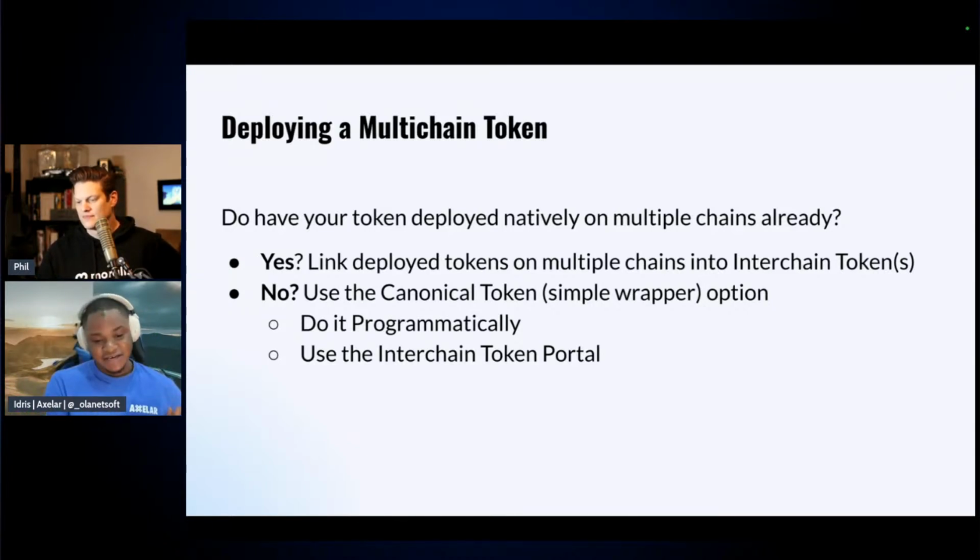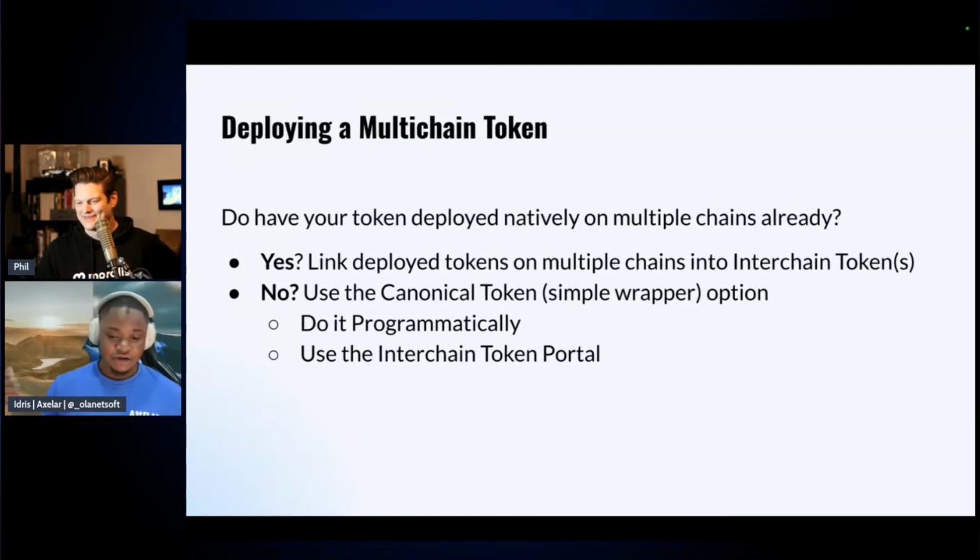So if your answer is yes, you already have your token on, let's say, Avalanche, Ethereum, and Binance, and you want to link these three tokens together as an interchain token, and then additionally deploy to other chains, right? Then the first option, we have options for you where you could deploy a token manager programmatically, and then you deploy the token manager on all of these chains, and then you link the token managers together. You can easily just use that to link your token across all of these chains.